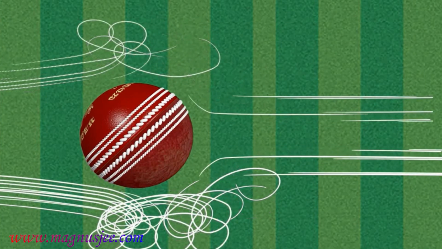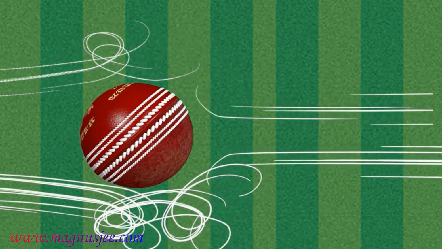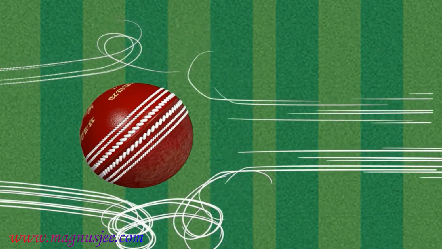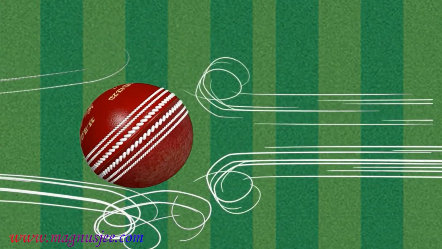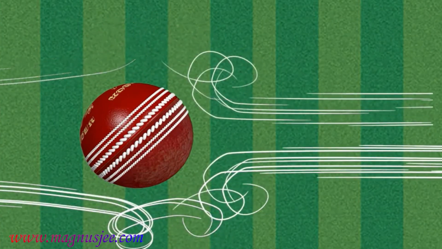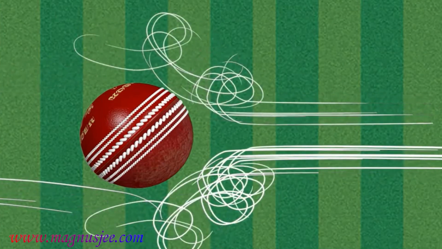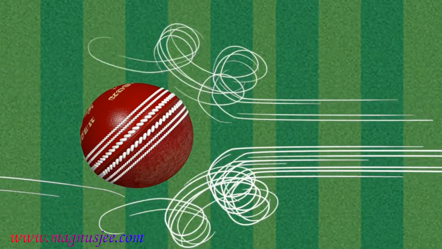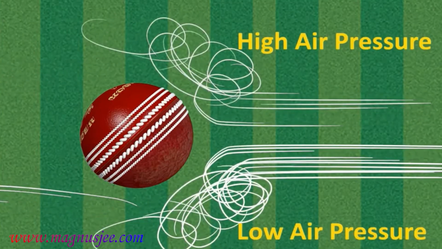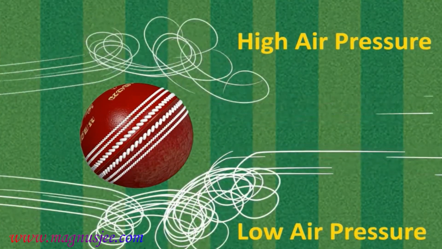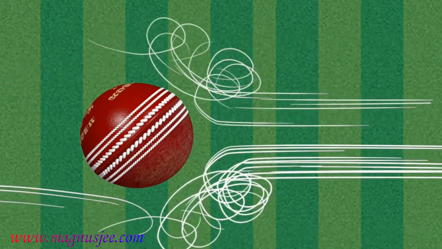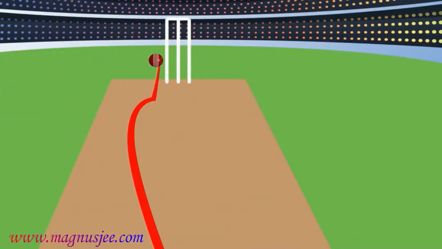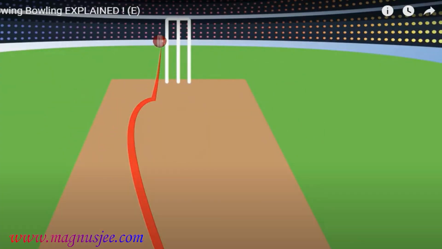In this case, air is flowing in the opposite direction of motion of the ball. The seam is pointing towards offside, and there will be turbulent flow on both sides of the cricket ball. There will be weak turbulent flow on the seam side and strong turbulent flow on the non-seam side, and lower air pressure acts on the non-seam side, and higher pressure will act on the seam side. And here the ball will swing towards leg side.